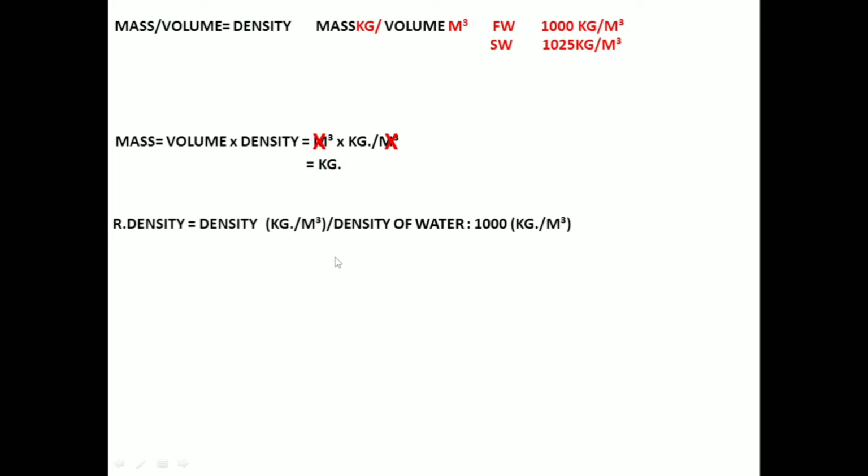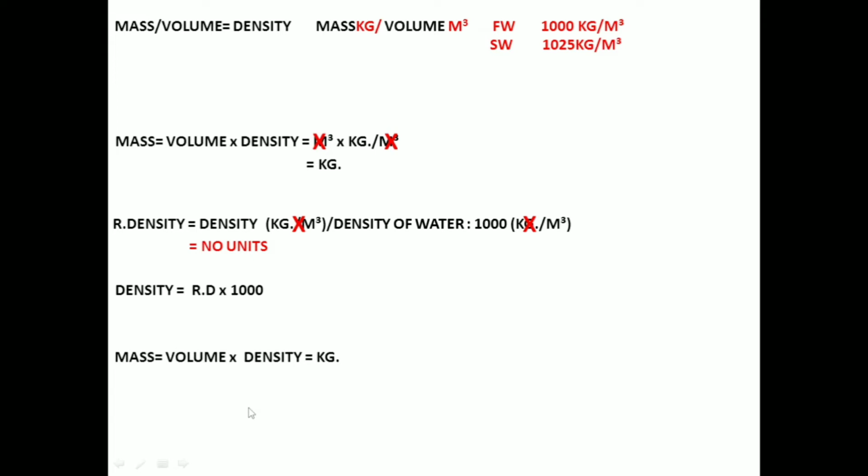Relative density is the ratio of density to freshwater density, which we are taking as 1000. Here again you will see that relative density does not have any units. Relative density is multiplied by 1000 to give me the density, or relative density is density divided by 1000.